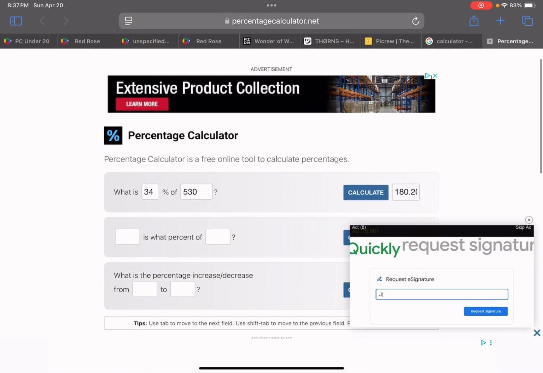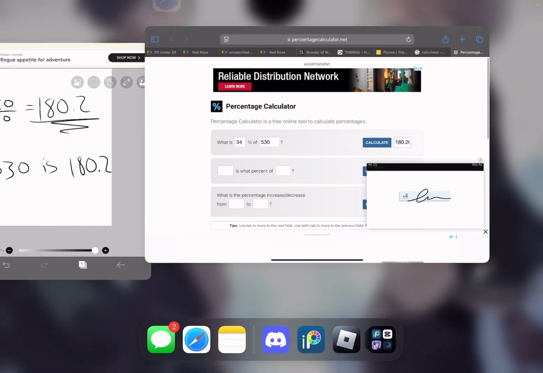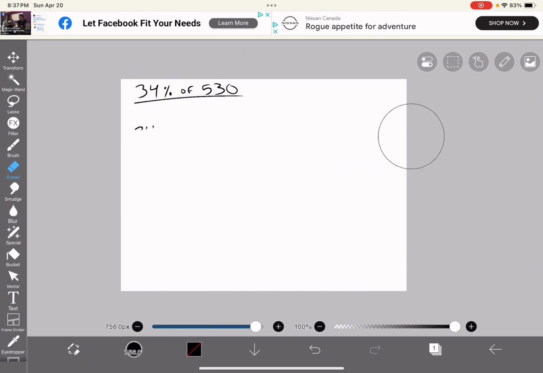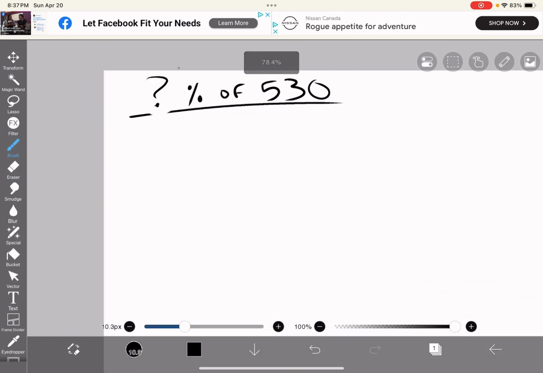Now, on the flip side, say for instance that you don't have this. You're trying to find this number, right? You don't know what the percent is. So if you're stuck not knowing the percent, you're going to want to divide a smaller number.